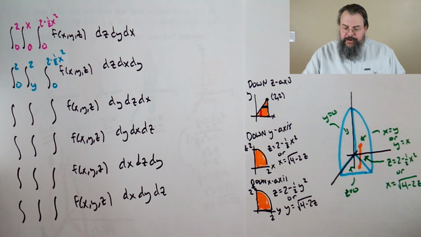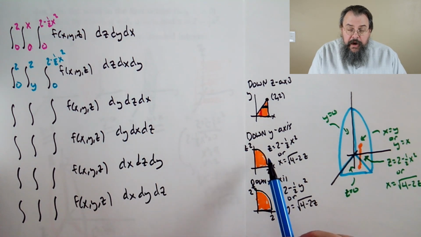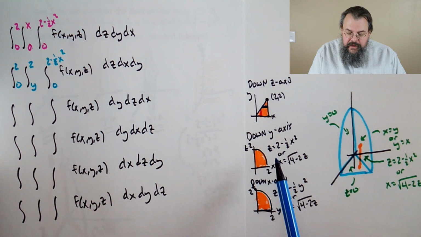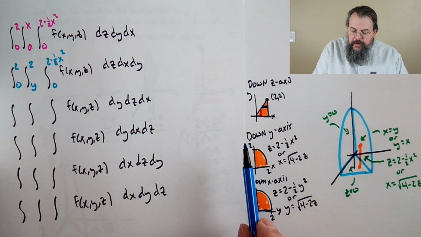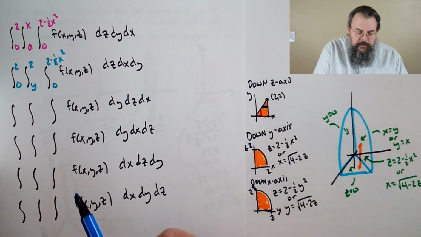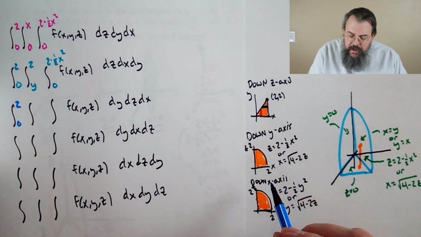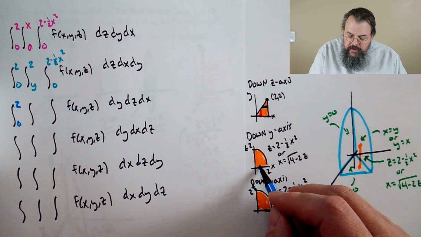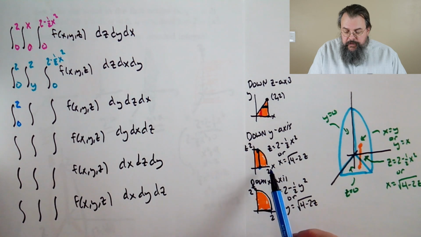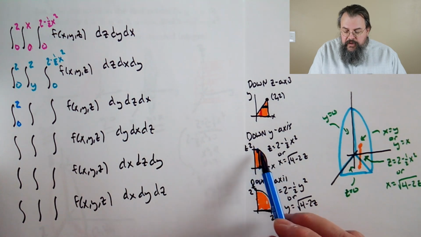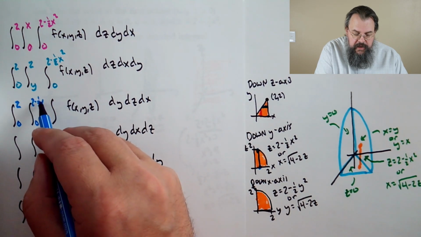Okay, so what's our next one? So we have dy. So we're going to look down the y-axis. We say, okay, down the y-axis, where does x go from? Well, in other words, lower value to higher value. We're going from 0 up to 2. Now, once we have a particular value for x, we say, okay, where does z go from? I'm going to go from the bottom, z equals 0, up to this top, which is z equals 2 minus 1/2 x squared.